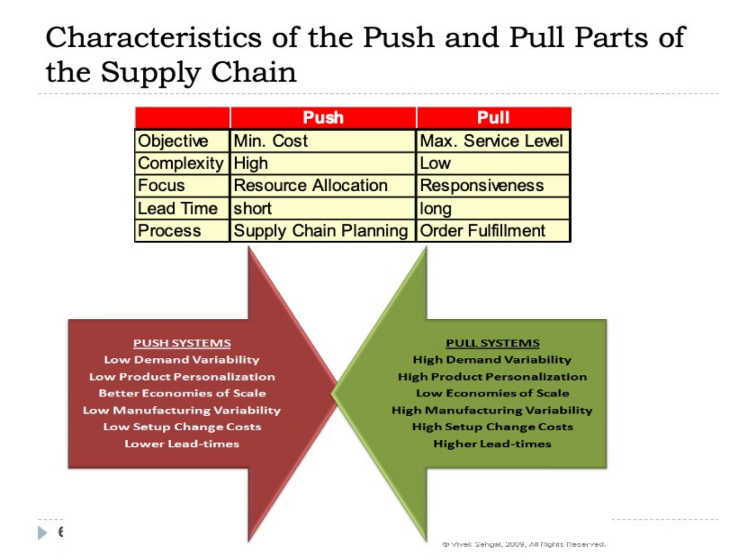The objective of a push-based supply chain is to reduce cost, whereas the pull system talks about maximizing the customer service level. Also, as the pull system reacts to customer orders, the lead time may be a little longer than that of a push-based supply chain. Also, economies of scale can be achieved in a push system, whereas the setup change cost is higher in a pull system.